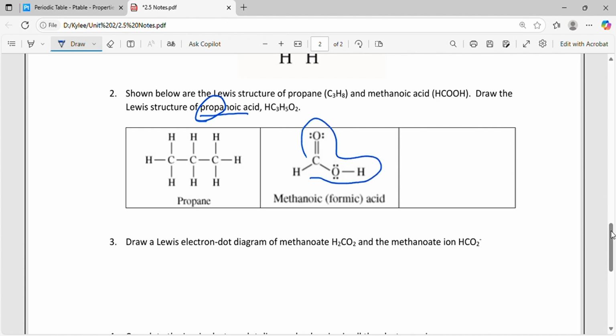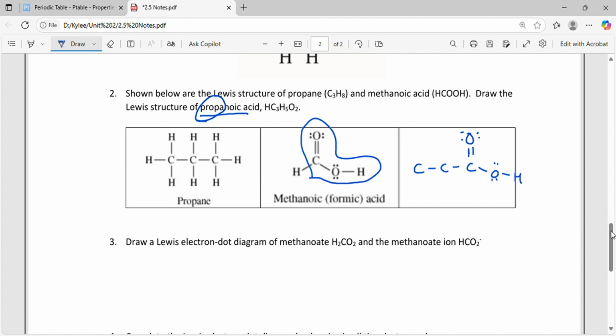This is what's called a carboxylic acid. And so what we're going to end up doing is to combine them together. Carbon and carbon, and then off of the carbon, I'm going to have the last carbon, I'm going to have this double bonded oxygen with another oxygen next door to it with an H connected to it.